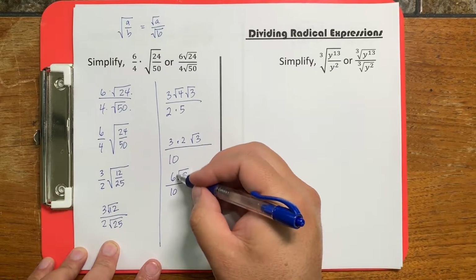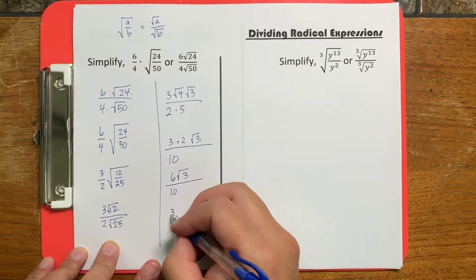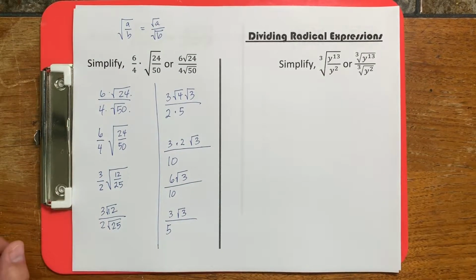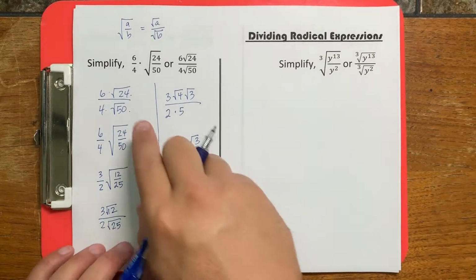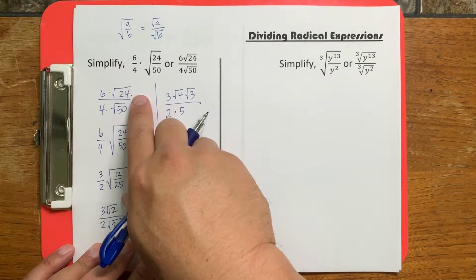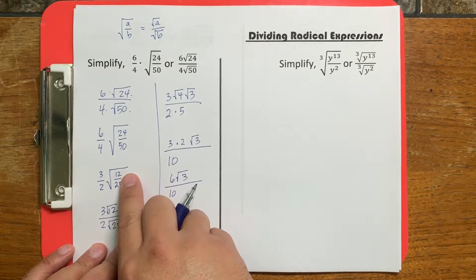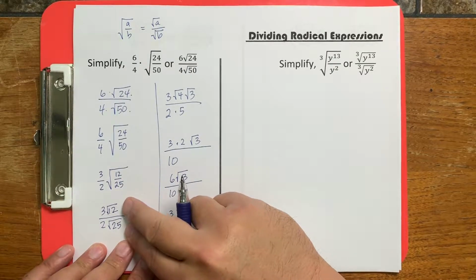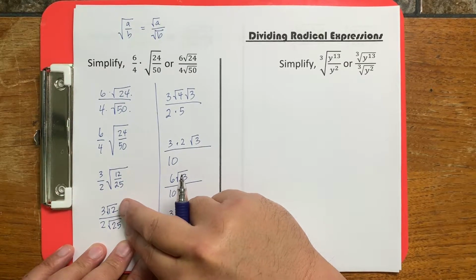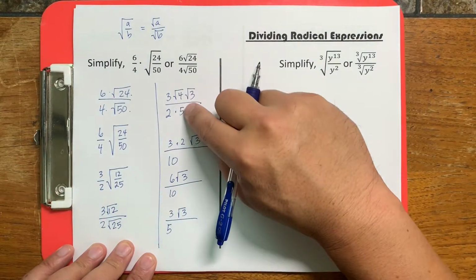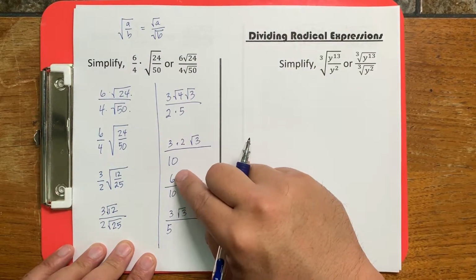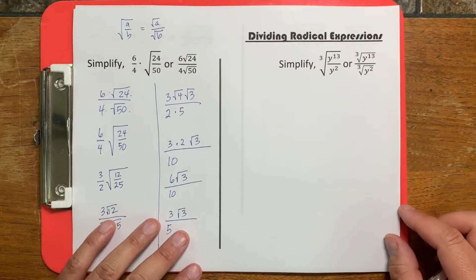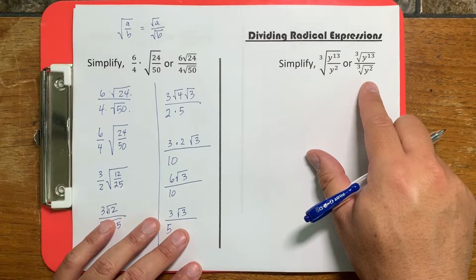Now remember, this can also simplify once more. So it's a little confusing. The first thing you want to do is combine the radical and simplify the inside. Then simplify the radicals, and that may pull numbers out. And then you may have to simplify that number on the outside one more time. Okay, so let's do the same thing over here.